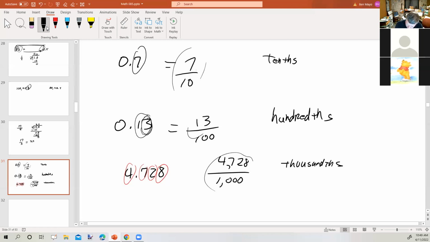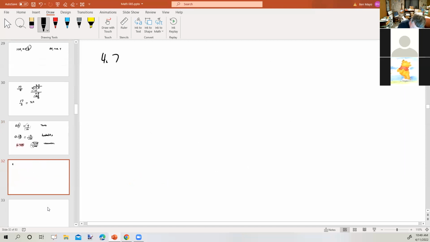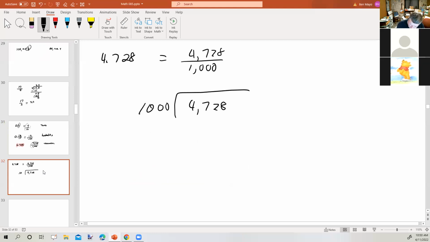So how would we convert that into a mixed number? Well, I'm going to run out of room, so I'm going to rewrite this problem on the next page. This is 4,728 thousandths. I could take 4,728 divided by 1,000. And that would go in 4 times, with a remainder of 728. Now, in this case, recall we're changing it from a decimal to a fraction or a mixed number. So I would have 4 and 728 thousandths.